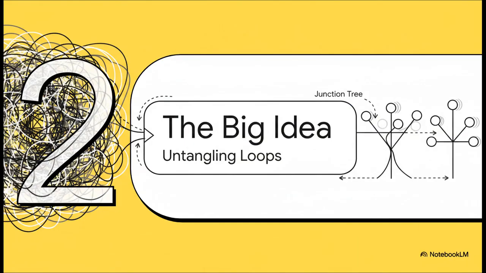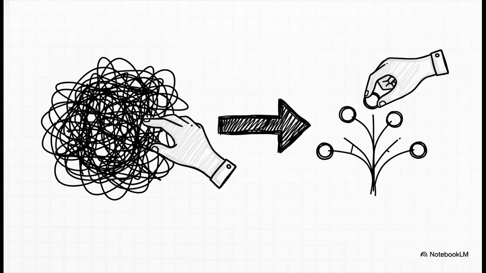So, if brute force is out, what's the clever path forward? Well, this is where the genius of the algorithm really shines through. The big idea is, don't solve the messy web. Untangle it first. And this is the real aha moment. Our detective realizes that just staring at that tangled board isn't going to cut it. The real solution is to take all the pins off the board and reorganize everything into a new structure that actually makes sense, one that doesn't have any of those confusing feedback loops.